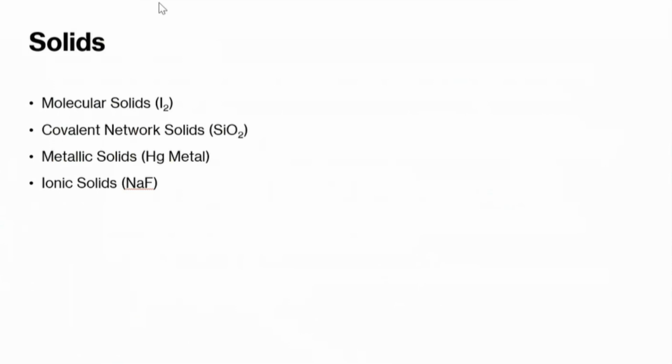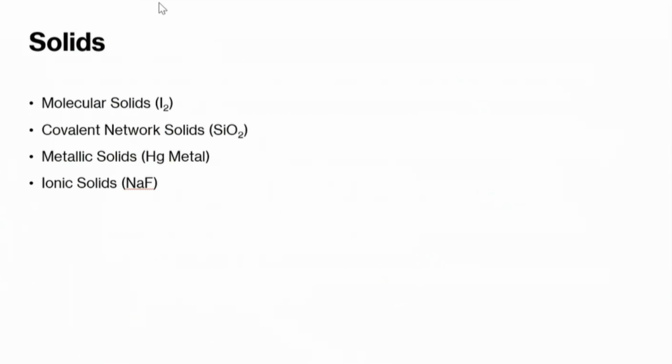For example, pure iodine is a solid. And if you manage to cut a slice through it and see the positions of the iodine molecules, we have a technique for that, X-ray crystallography. We can see that there are small clusters of these iodine molecules. So that's what a molecular solid is.